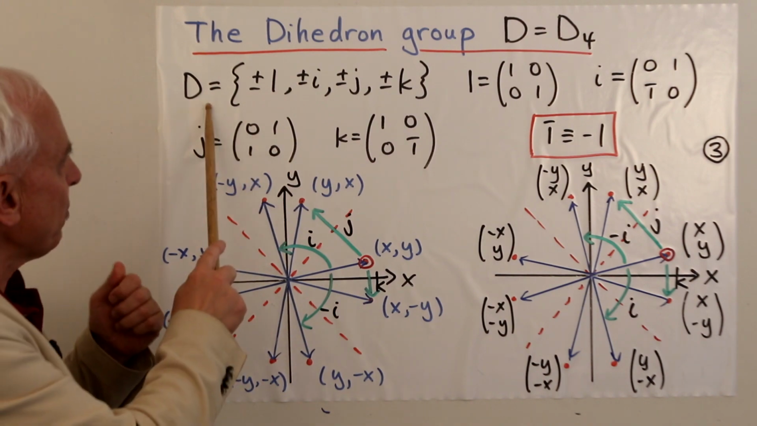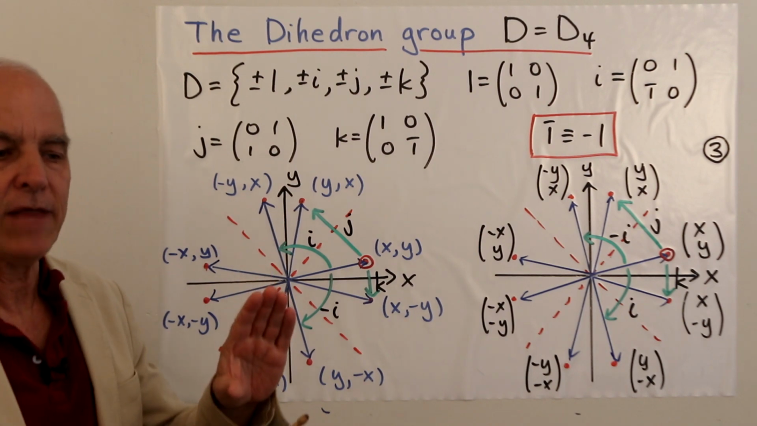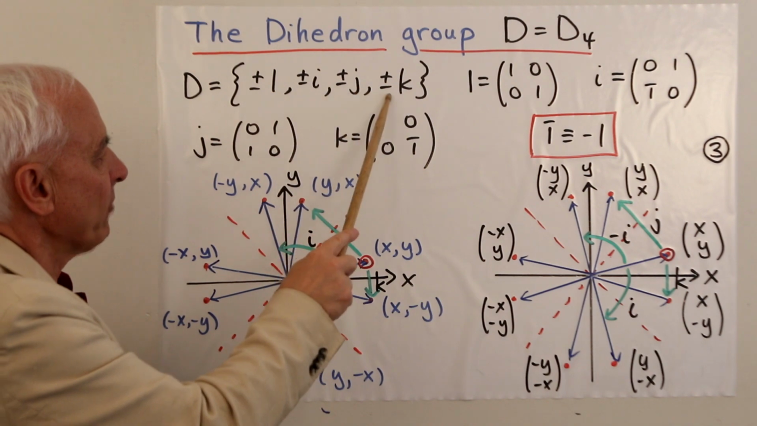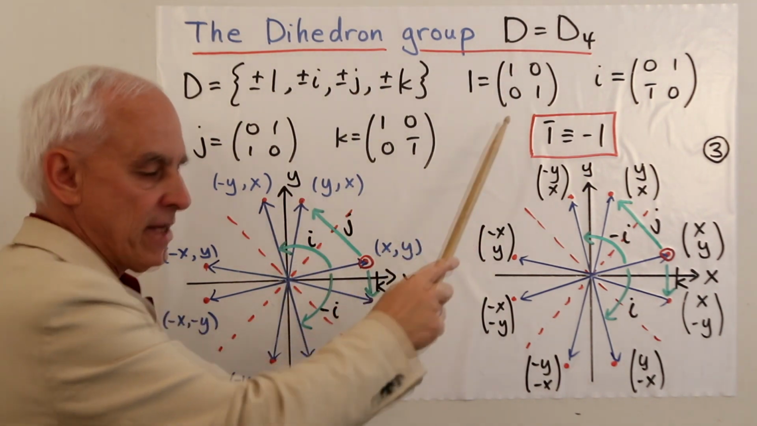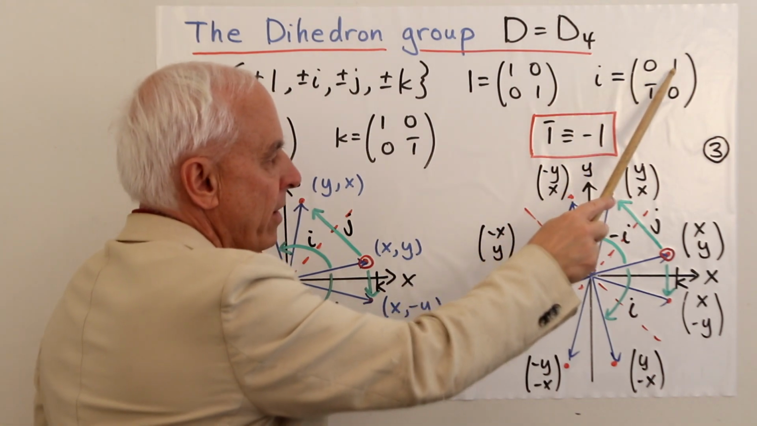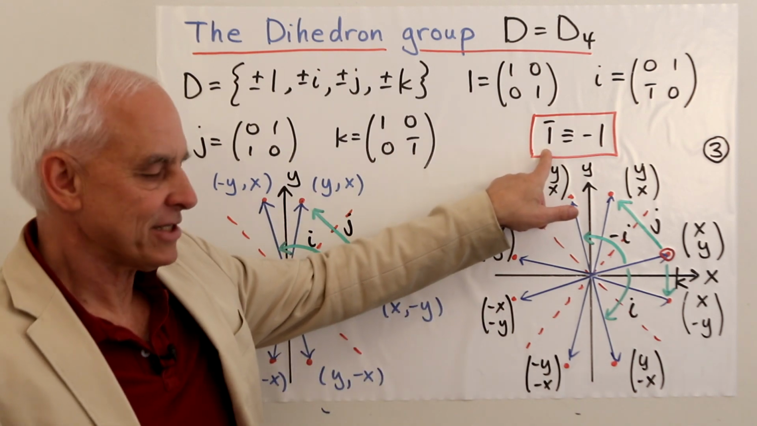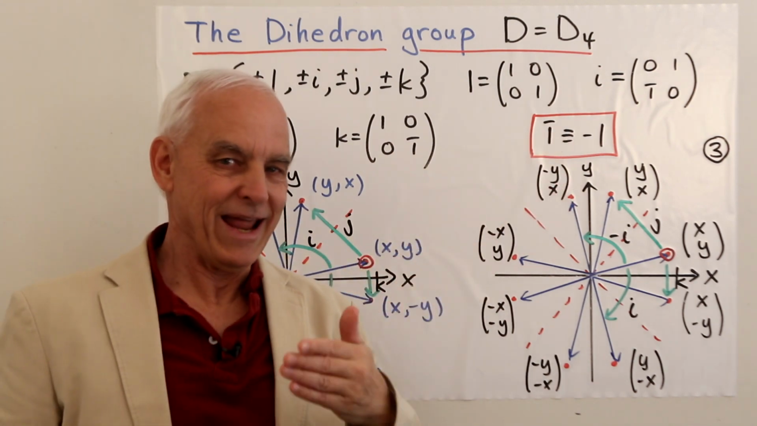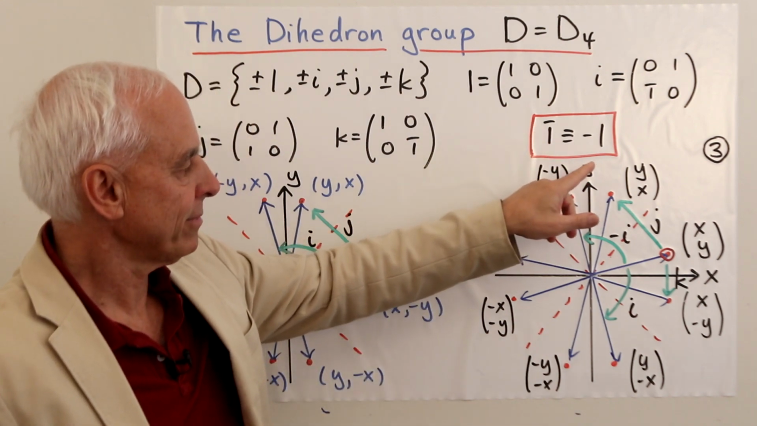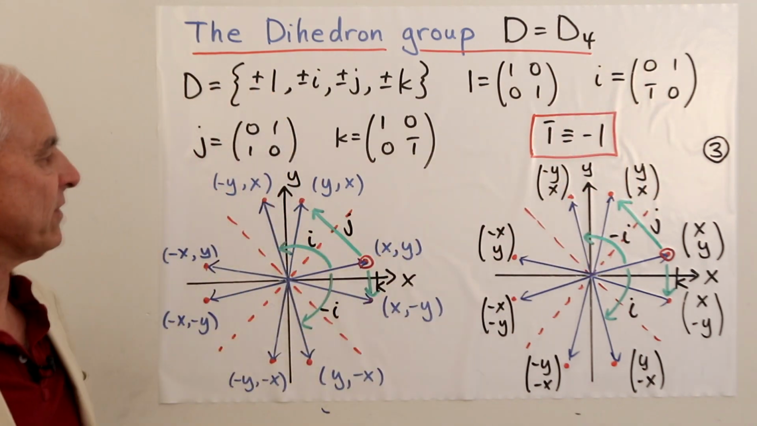So the group consists of 4 2x2 matrices and their negatives. So plus or minus 1, plus or minus i, plus or minus j, plus or minus k. 1 refers to the identity 2x2 matrix. i refers to this matrix, 0, 1, 1 bar, 0. And I remind you that I'd like to use this alternate notation for negative numbers occasionally. So 1 bar means minus 1. Okay, so that's 0, 1, minus 1, 0, that 2x2 matrix if you like.